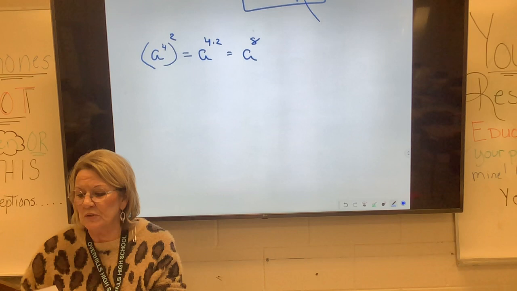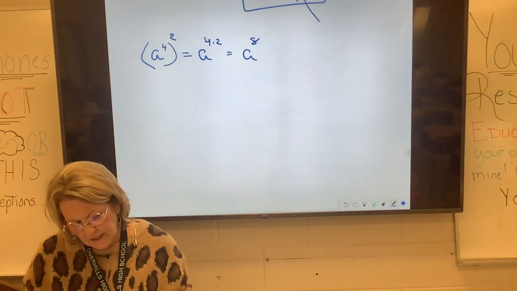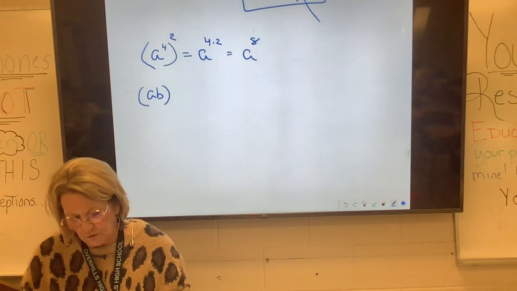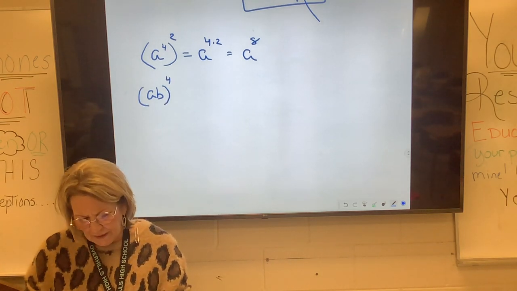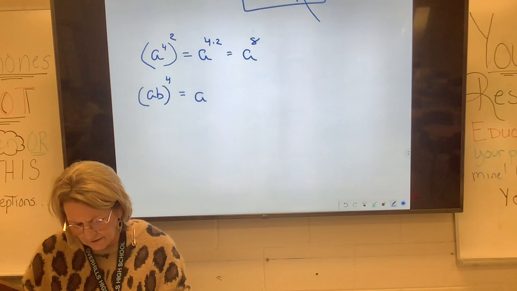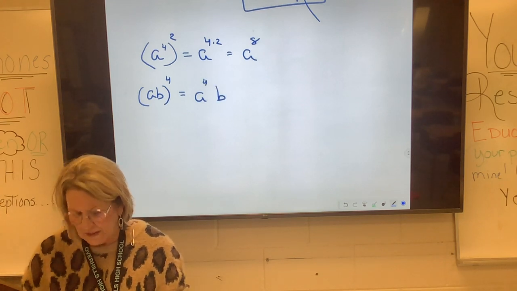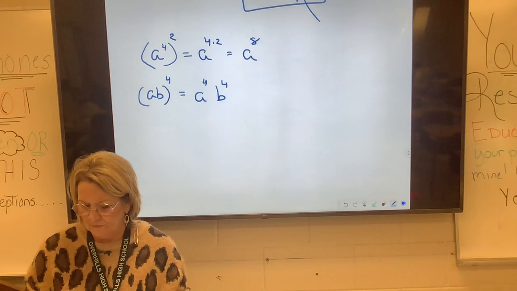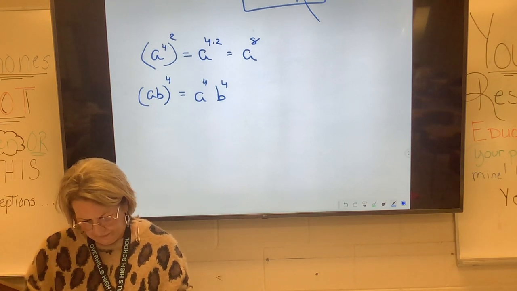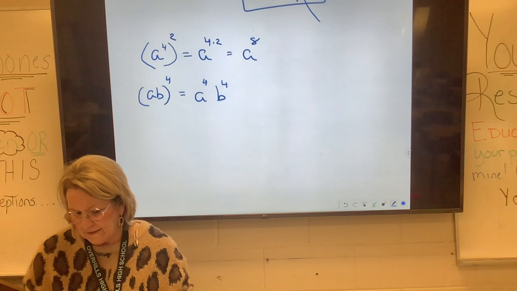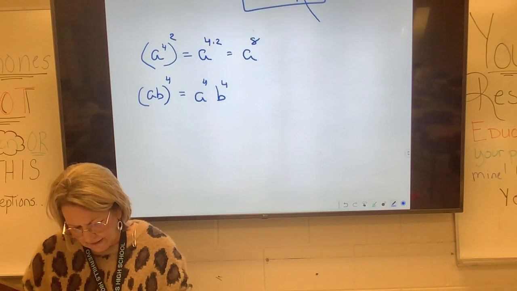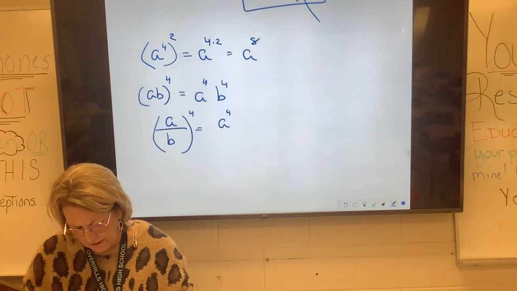Power rule number 2 says, if they give me (ab) raised to the 4, that means a is raised to the 4 and b is raised to the 4. It goes to everything inside. And power rule number 3 says if I have (a over b) raised to the 4, that means a to the 4 over b to the 4.